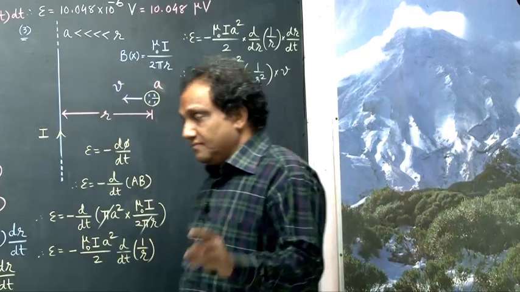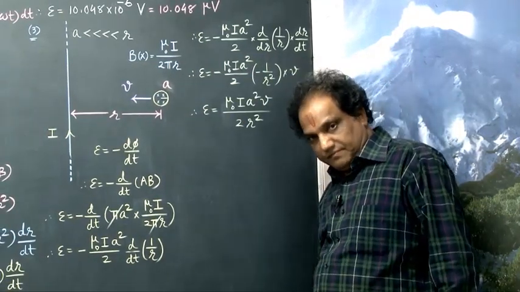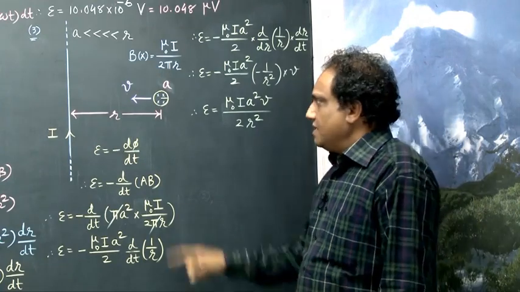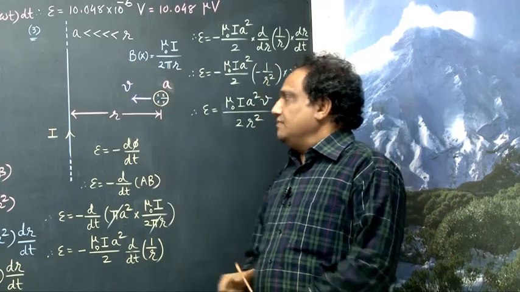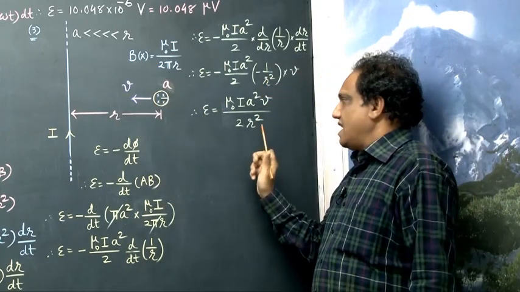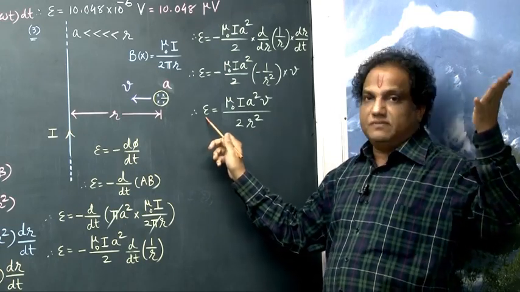Tell me, here as time passes on, what will happen? Because this ring is coming closer and closer, then distance r will decrease. As r will decrease, induced EMF will keep on increasing.